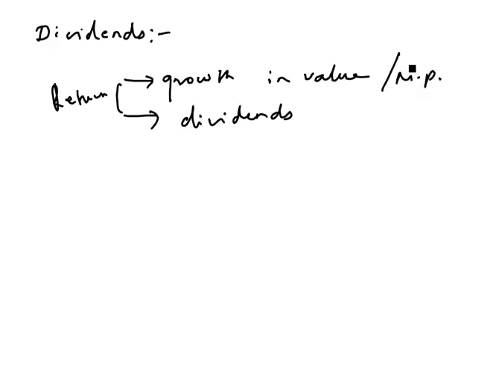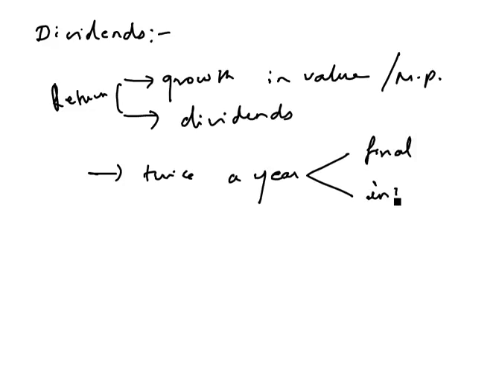And a dividend is actually a distribution of a part of a company's earnings to the shareholders. It may be usually twice a year, and usually in the form of two things. One is the final dividend, another one is the interim dividend. A dividend is therefore a source of income for the shareholder.